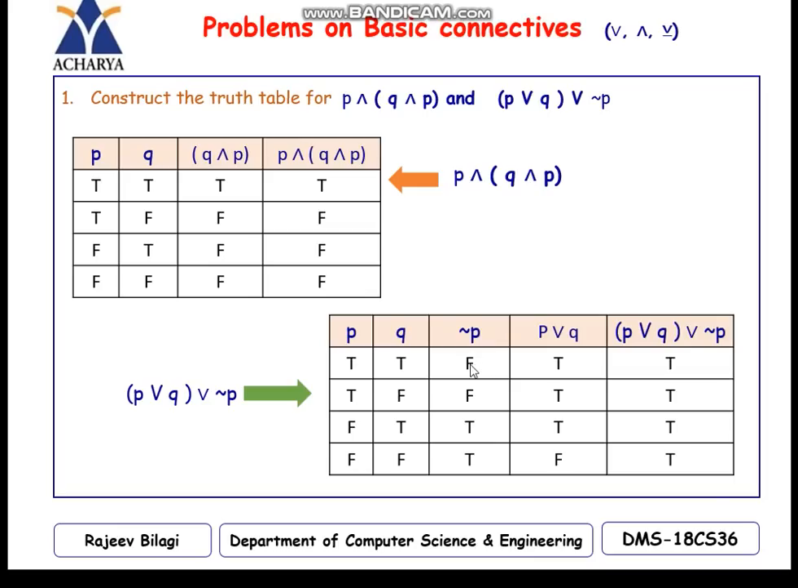Okay, now look at here. F T T, F T T, T T, F T, F is T. So this is what TTFF, the final truth value of the compound proposition P or Q or negation of P. Okay, we'll see another problem.